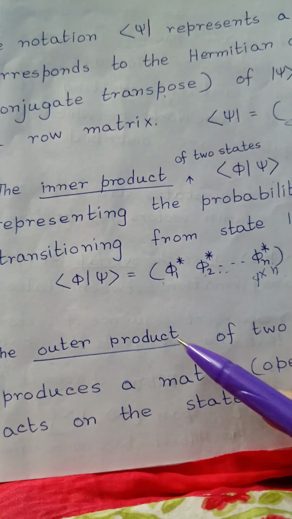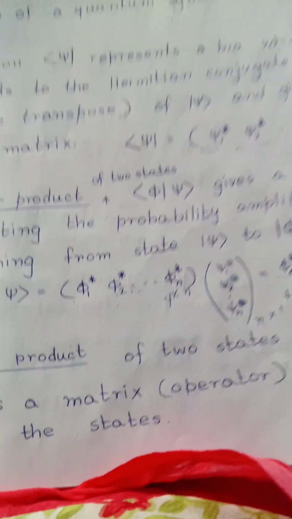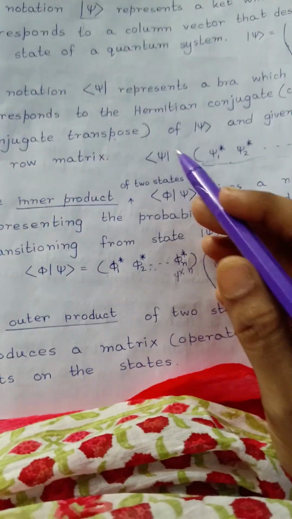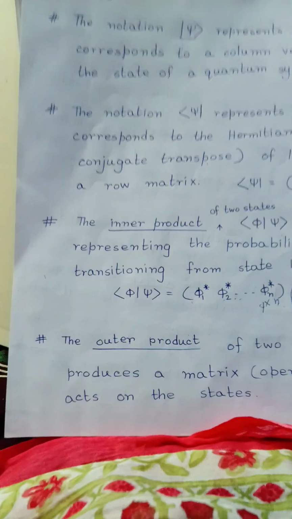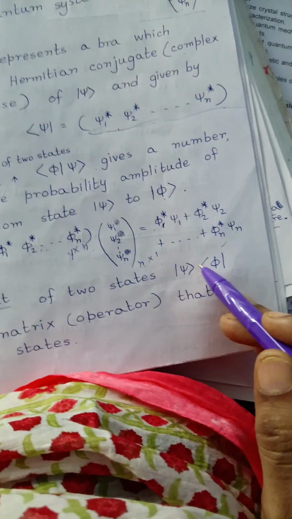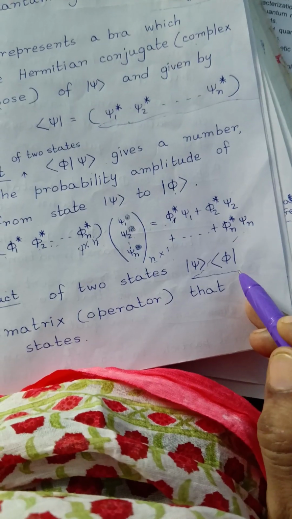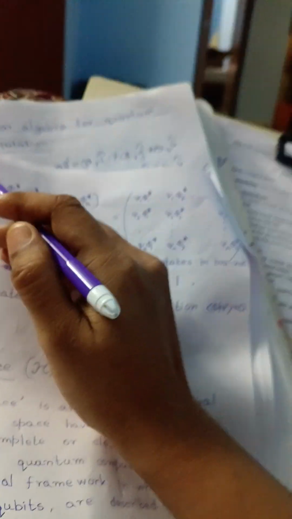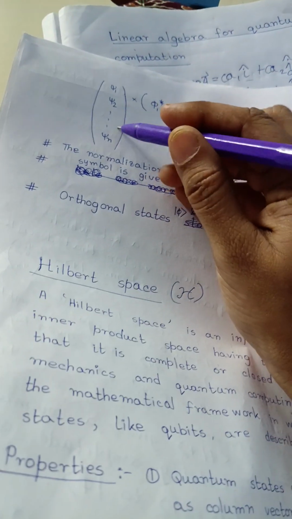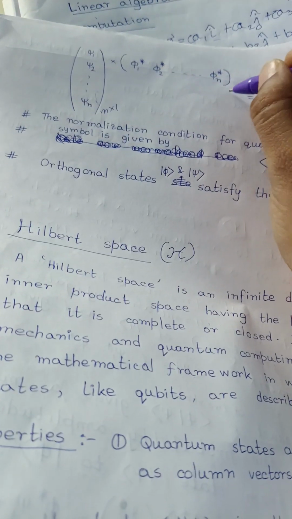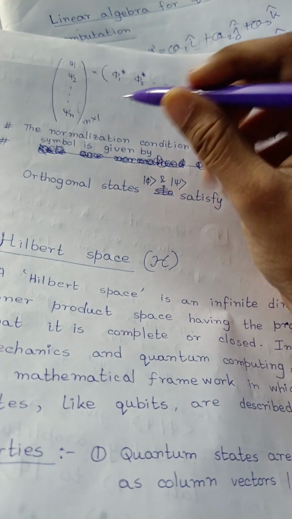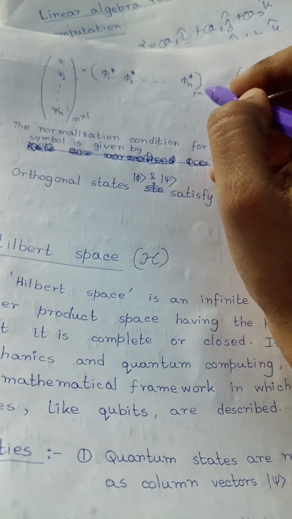Next is the concept of outer product. The outer product is just the opposite thing. Here we multiply ket psi with bra phi. In the outer product, first we write the ket and then we write the bra. So this represents the outer product. How will it be? We multiply a column matrix with a row matrix. This is a matrix having the rank n by 1 and this is a matrix having the rank 1 by n. When we multiply, we will get a matrix of rank n by n.